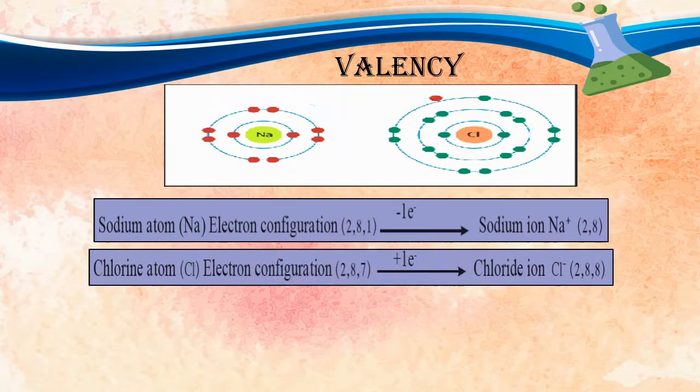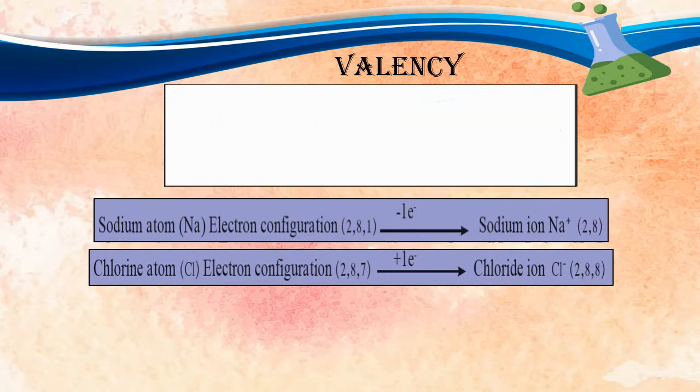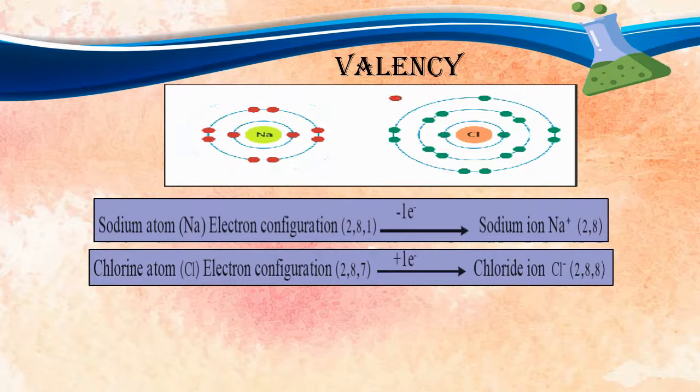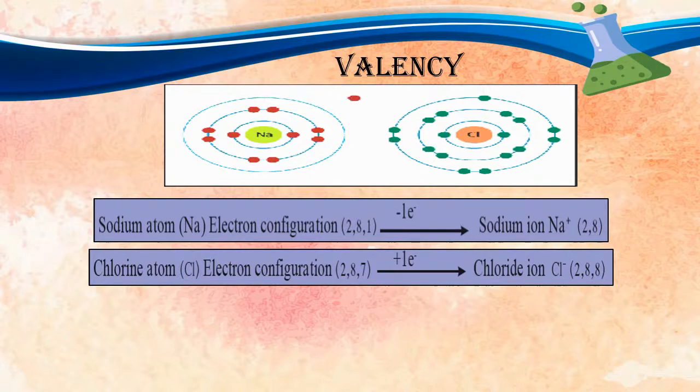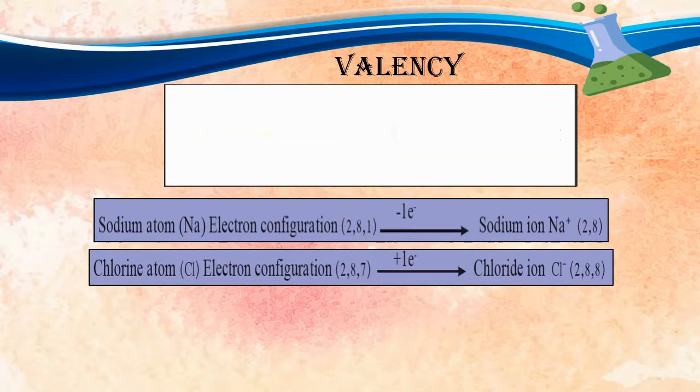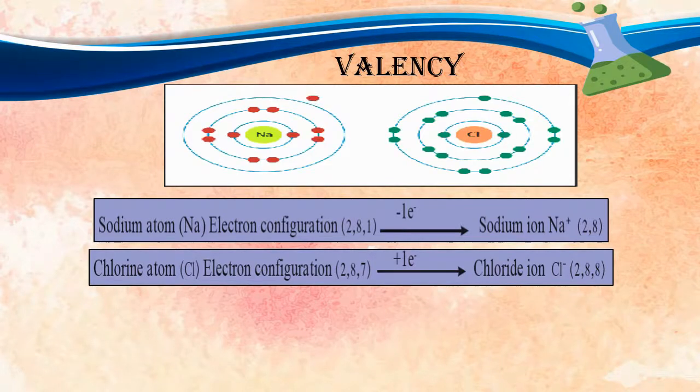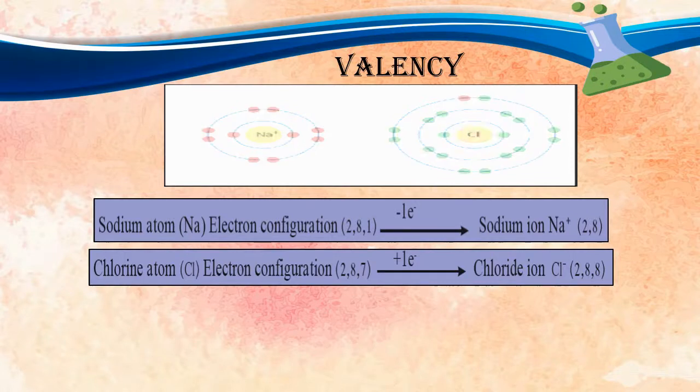Atomic number of chlorine is 17. Its electronic configuration is 2, 8, 7. Therefore, a chlorine atom takes up one electron to attain the octet configuration and forms an anion of chlorine.